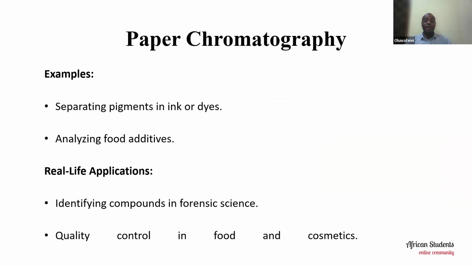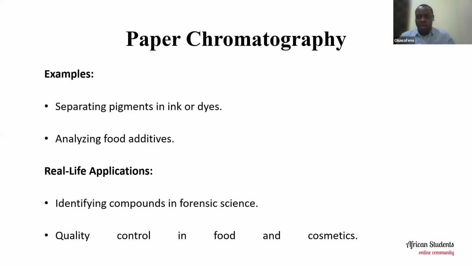Examples of paper chromatography include separating pigments, inks or dyes. It can also be used for analyzing food additives, things that we add to our food. We can use paper chromatography to analyze them. We can look at the components based on their affinity for the paper medium, separate them out, and then analyze them. Okay, this is what is in this food additive, this is what is not there, and so on and so forth. And some real life applications of paper chromatography include identifying compounds in forensic science.